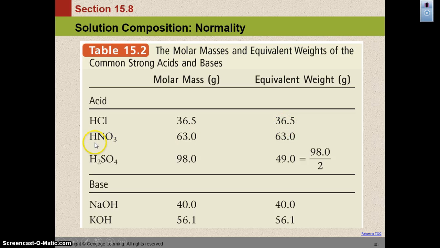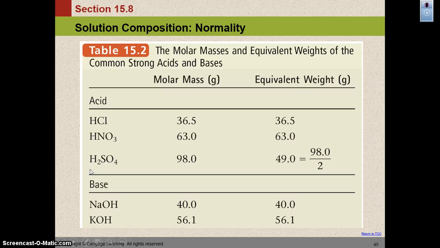Nitric acid is the same way. If I dissociate this in water, for every 1 mole of nitric acid, I will have 1 mole of hydrogen ions and 1 mole of nitrate ions. That means its equivalent weight is going to match its molar mass. So if I added these up, it'd be 63, and that's also its equivalent weight.